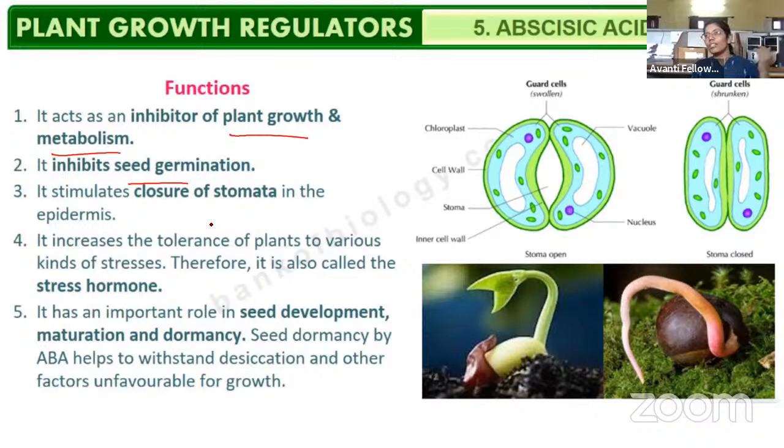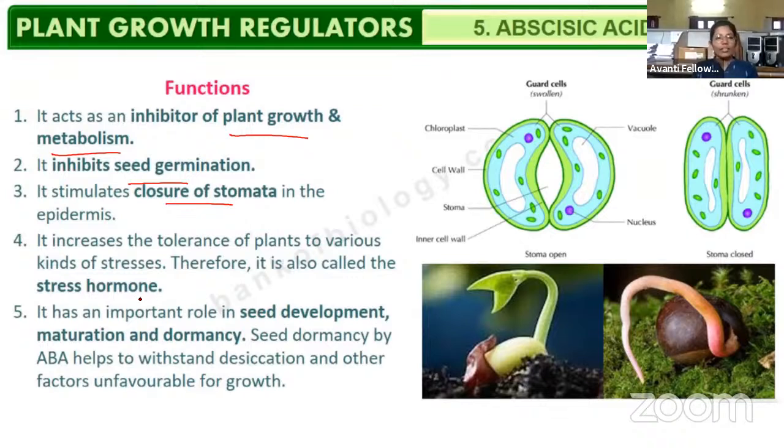Let's say outside there is so much temperature and the plant is not getting water. At that time, if transpiration is happening, so much water loss is going to happen, and moreover the plant is not getting water. So transpiration is not at all recommendable for this plant. That is why the stomata has to be closed, so that transpiration will not happen. The stomata will be closed by the abscisic acid.